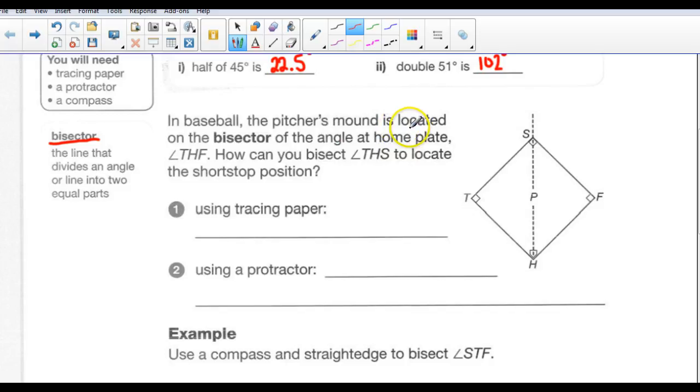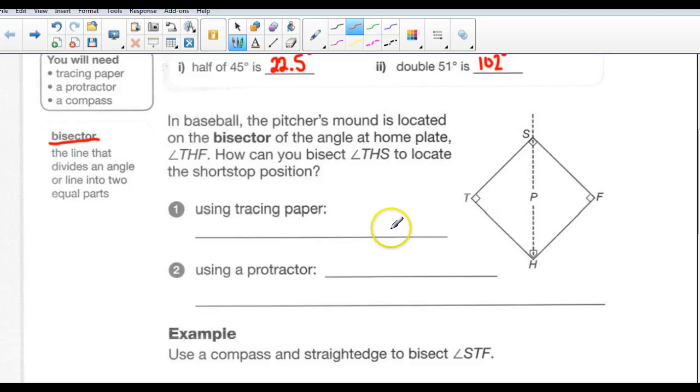So in baseball, the pitcher's mound is located on the bisector of the angle at home plate, THF. How can you bisect THS to locate the shortstop position? Well, we know the shortstop position is over here, if you know anything about baseball. Okay, well, you can use tracing paper. I don't like tracing paper. I find it very inefficient, but that's one way you can do it.